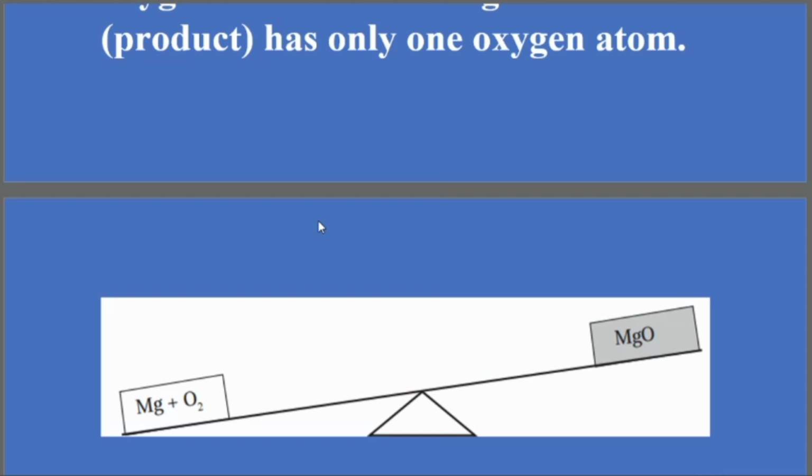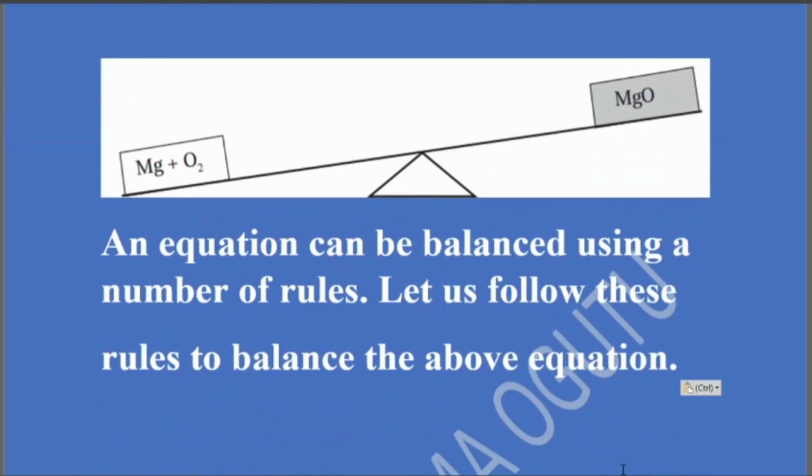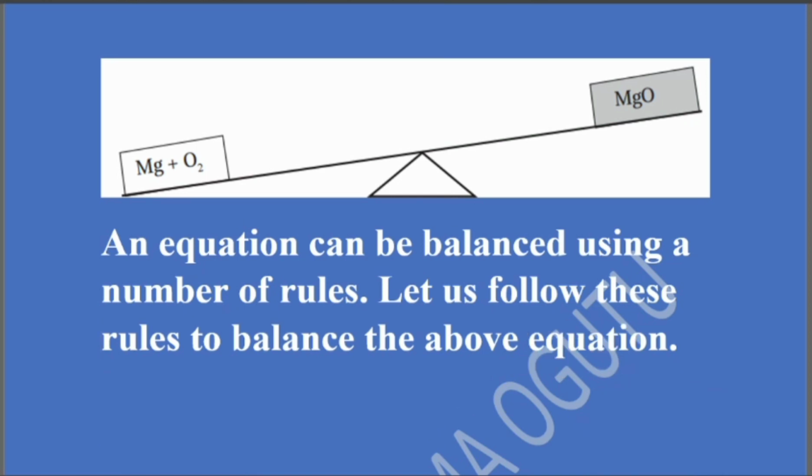An equation can be balanced using a number of rules. So we have now a number of rules that we want to use so that the equation is balanced. These are the same rules that you'll use even in writing other chemical equations, so that all those chemical reactions are well written, well balanced, with symbols, with correct state symbols and correct formula, and also the symbols of the elements are correct.